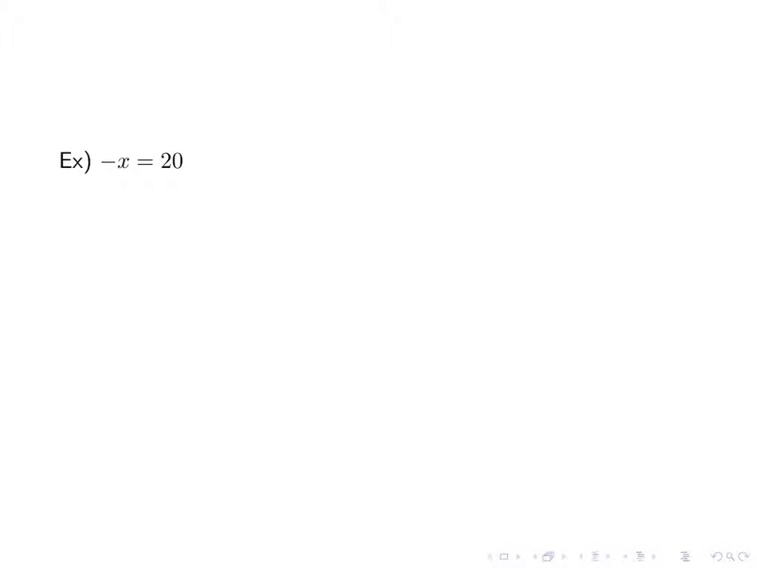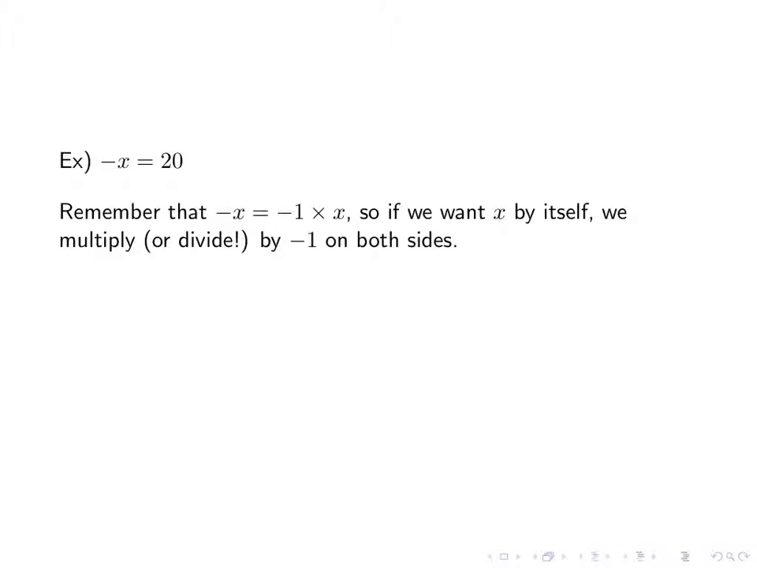As another example, -x equals 20. Remember that -x is equal to -1 times x. So if we want x by itself, we multiply or divide by -1 on both sides. So -1 times -x equals -1 times 20. Or again, you could consider it as -x divided by -1 equals 20 divided by -1. Either way, you're going to get that x equals -20.